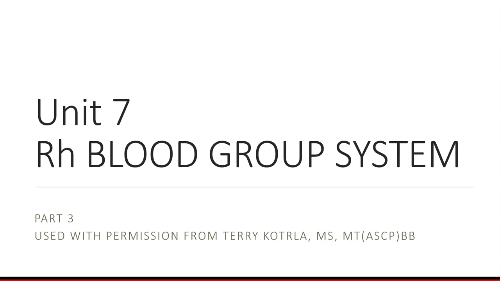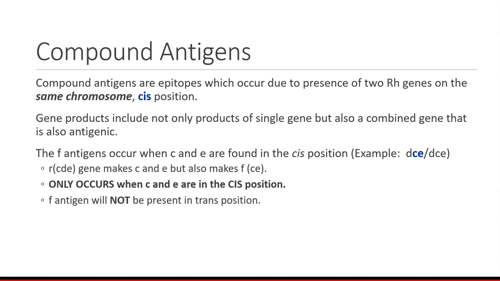Let's move on to part 3 of Unit 7. We're going to talk about some unusual antigens within the Rh blood group system. And there are many weirdos in the Rh system, but you're only going to be responsible for the ones presented in this lecture. So let's talk about compound antigens.